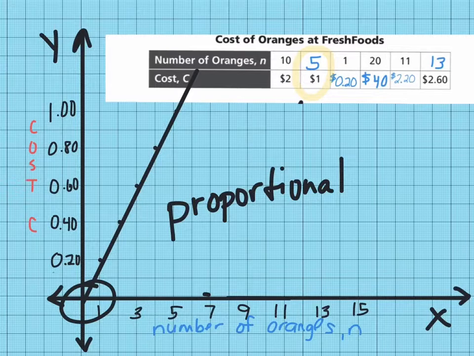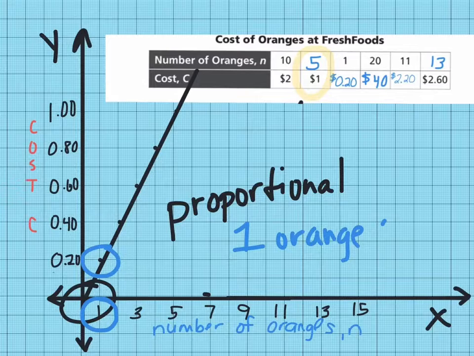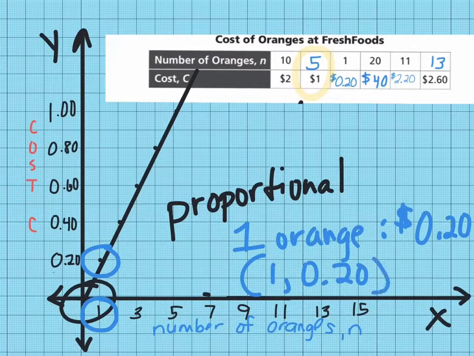From this graph, we also can notice that the unit rate is right here. So at 1, you get 20 cents. So for every 1 orange, you spend 20 cents. So the unit rate as an ordered pair would be 1, 20 cents.